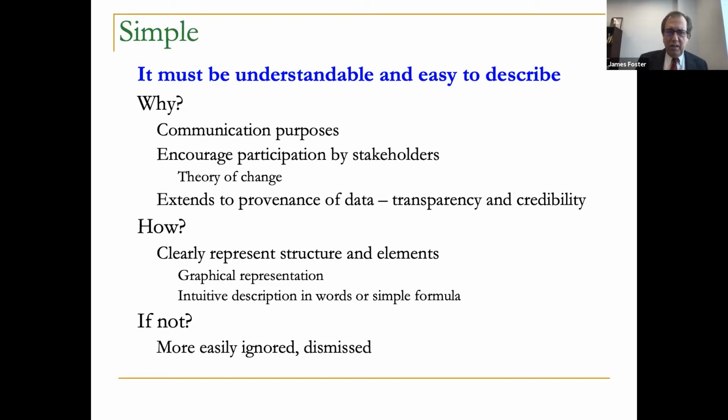It also extends to where the data are coming from and how it links to the index. Sort of transparency of where it's from, credibility of the data, because that can undermine an index quicker than anything. So it should be included in this categorization. Now, how should it be done? Well, you clearly represent the structure and the elements. Sometimes a graphical representation is useful, and you may see this again and again with MPI. Oftentimes, an intuitive description being available in words or a simple formula can do the trick. If you don't have this particular characteristic, the index and the entire approach may be easily ignored or dismissed.